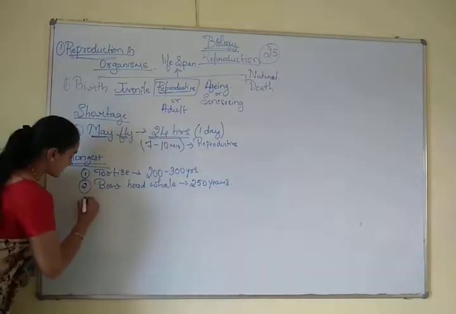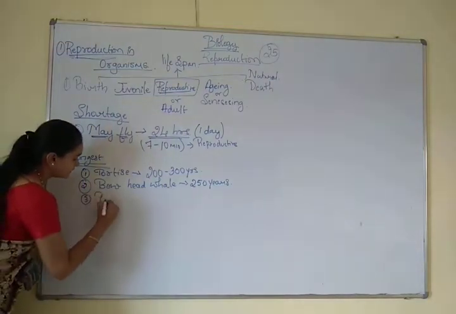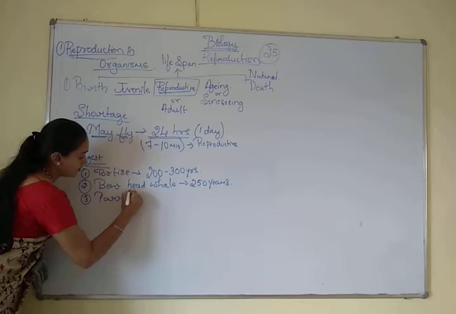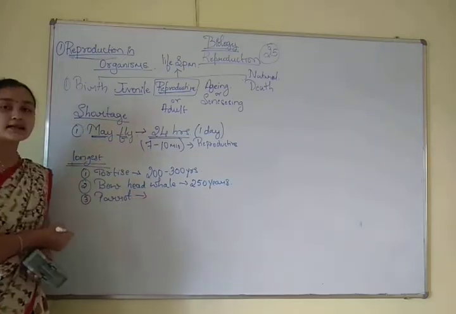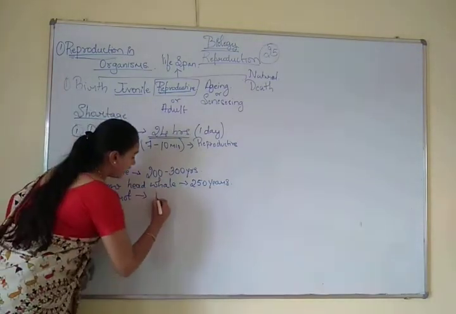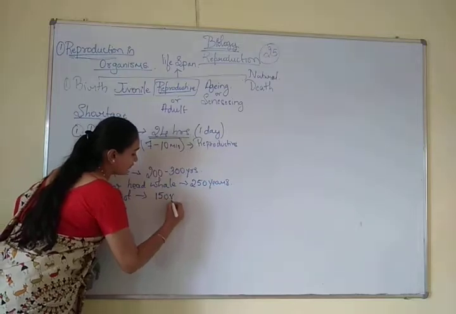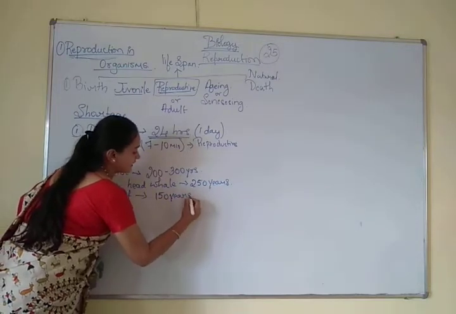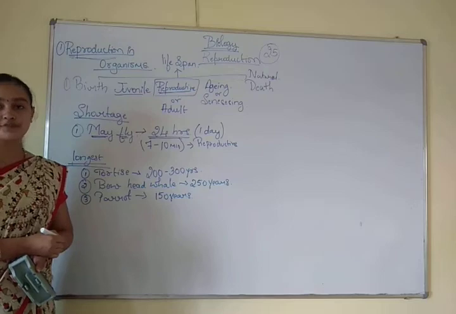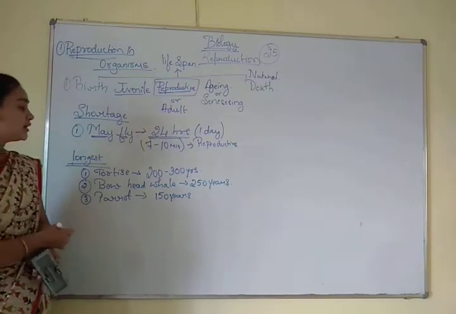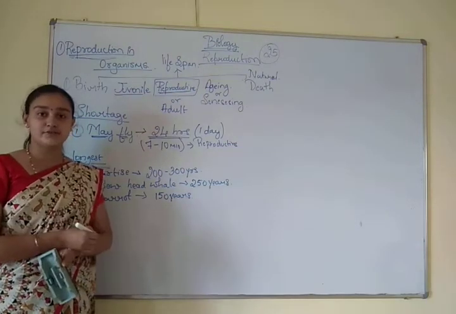And the next example is the parrot. The parrot will complete its life cycle in 150 years. So 150 years will be its lifespan. Whose? That of the parrot. The parrot has a lifespan of around 150 years.